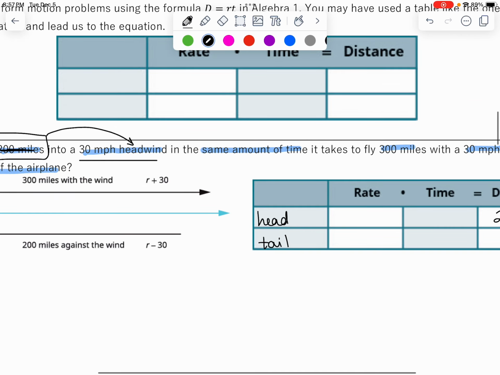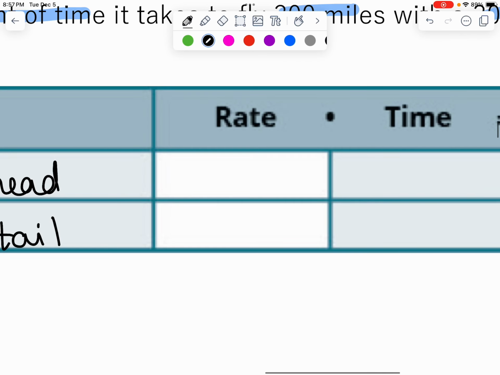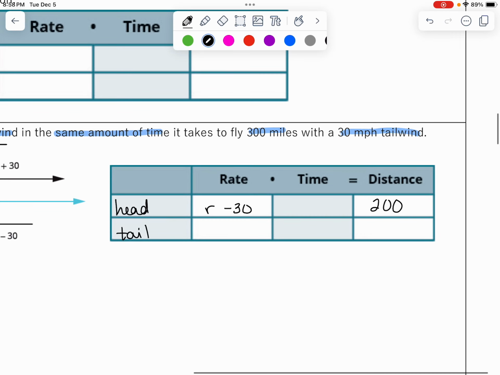Now, that's just the headwind. A headwind is like if you're pushing against it, like if it's coming at your head. So it's the plane's speed, but you have to take away the fact that the wind's pushing against you.